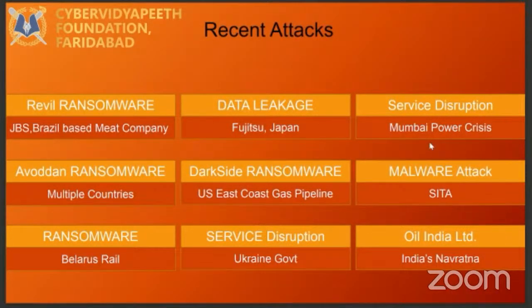There are many recent attacks that have been happening, as you can see. For example, there is the Revil ransomware, there is the Raccoon Stealer, there is the Belarus rail attack, there is service disruption and disruption of dams and petrol pumps in the Ukraine government. There's the Oil India Limited attack, which is one of India's Navratna companies being attacked. We also have the Sita malware. We also have the US East Coast pipeline being attacked. So there's just a bunch of attacks going on, and most of these were engineered at the low level, especially advanced ransomware. When somebody is developing a ransomware, they prefer to do it in assembly because it gives you extreme control over how your malware will work, as we'll soon see.